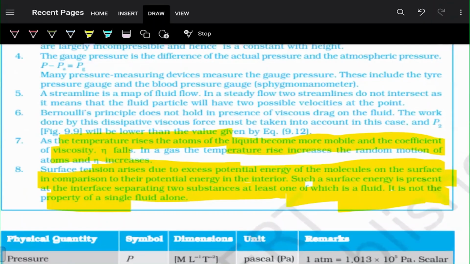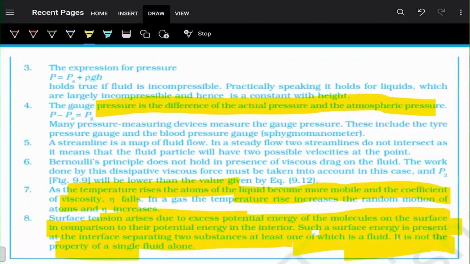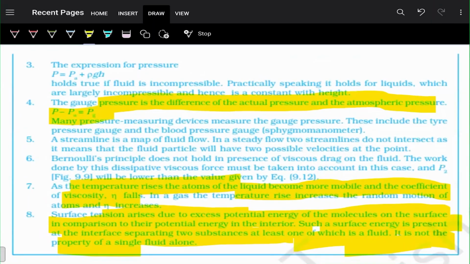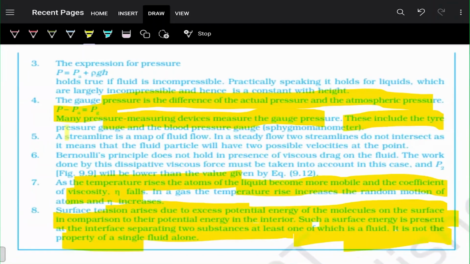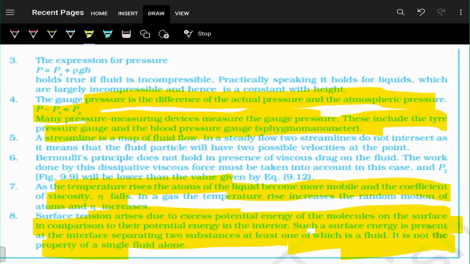The gauge pressure is the difference of the actual pressure and the atmospheric pressure. Correct? Gauge pressure is the difference of the actual pressure and the atmospheric pressure. That is P minus PA equal to gauge pressure, PG. Okay, simple. Many pressure measuring devices measure the gauge pressure. This includes the tire pressure gauge and the blood pressure gauge, that is the sphygmomanometer. Many pressure measuring devices measure the gauge pressure. That is, what is gauge pressure? The pressure difference of the actual pressure and the atmospheric pressure.